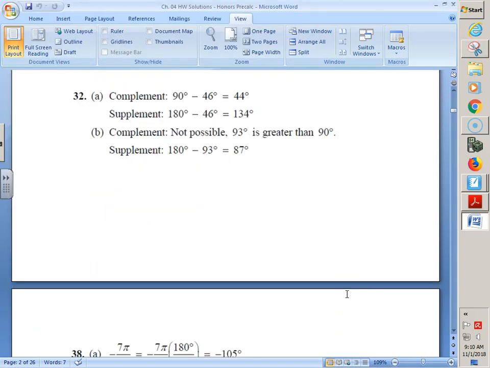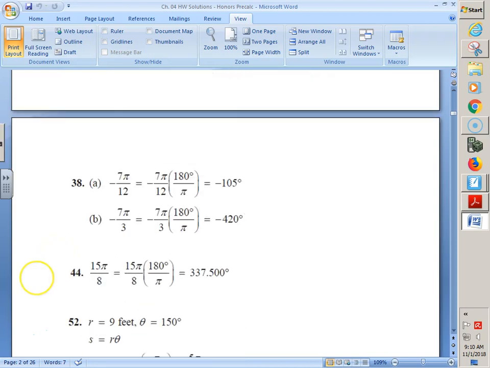Okay, sorry, number 32. Good. If you get the answer wrong, remember, double check the question really quickly, as Kyle just demonstrated for us, because the answer key was wrong. It happens every now and then. 32 was easy. It was in degrees. So 90 minus 180 minus. Oh, letter B, not possible. Yeah, remember, it has to be less than in order to have something to add up to positively to get to the angle. So no complement, supplement is 87 for letter B.